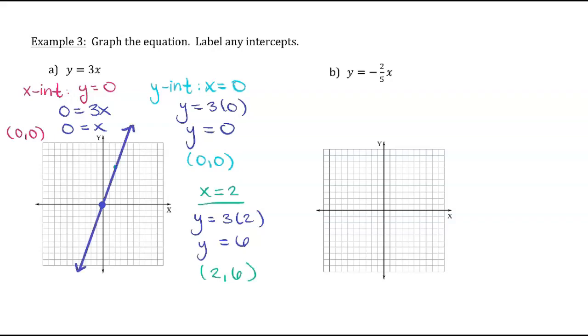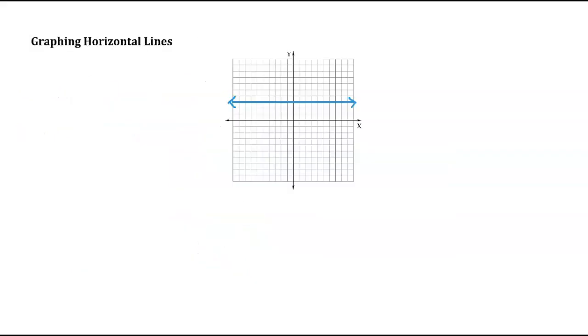For two other special cases, let's talk about graphing horizontal lines and vertical lines. Here I've drawn a picture of the graph of a horizontal line that crosses the y-axis at a height of 3. Think about what the coordinates are for the points on this line. For example, what is this point?